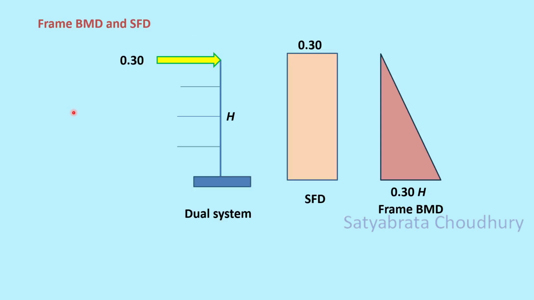Let us further understand the frame BMD and SFD. For the frame I have taken a 0.30 force here. Why? Because suppose 30% of the base shear is to be carried by the frame. Then instead of taking 1 here, I take 0.3. There are different floor levels available here, and the total height of the building is h. So the bending moment diagram will be this force 0.3 times h. It is a triangular variation bending moment diagram, for relative force 0.3 in the frame. The shear force diagram of the frame is a constant shear because you have given only one force here, 0.3. So this is a rectangular shear force diagram.